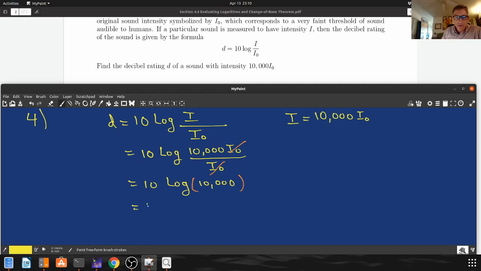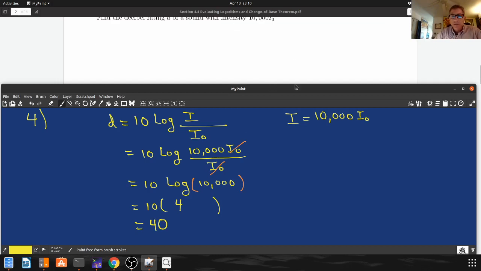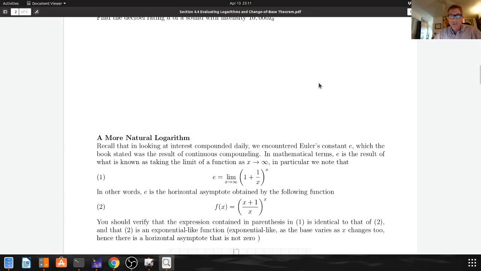And you should have no problem at this point in realizing that the base 10 log of 10,000, you just count the zeros. Since it's base 10, this is 1, 2, 3, 4. So it's 4. So the decibel level or reading is 40. So not near as bad as you may have been thinking. Did not even need a calculator.